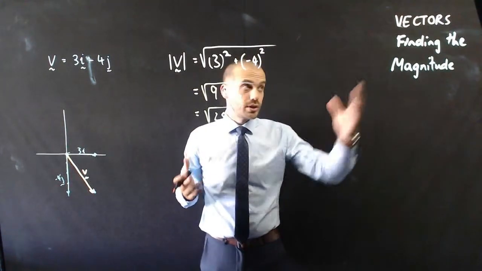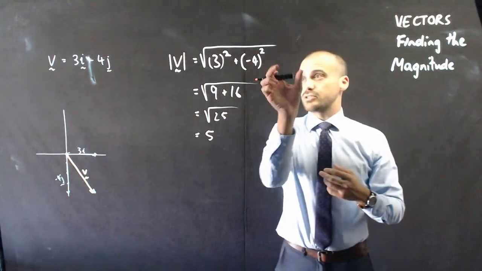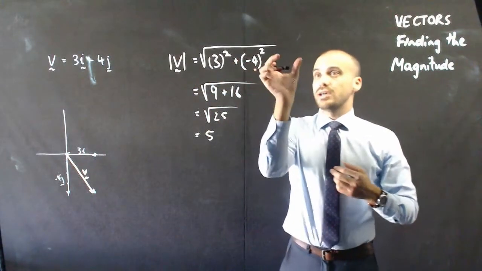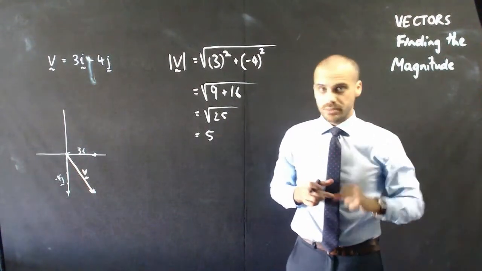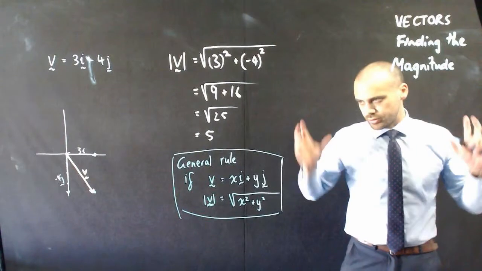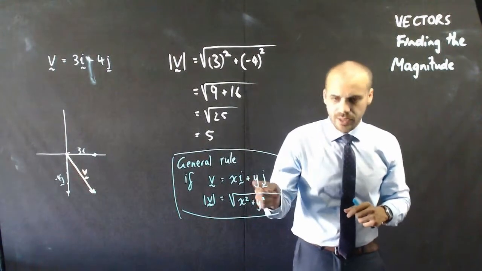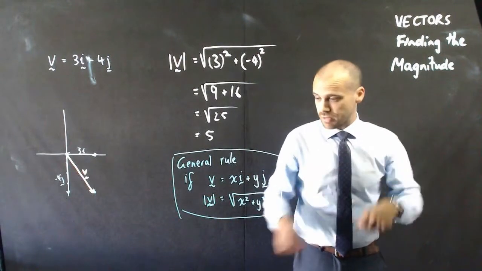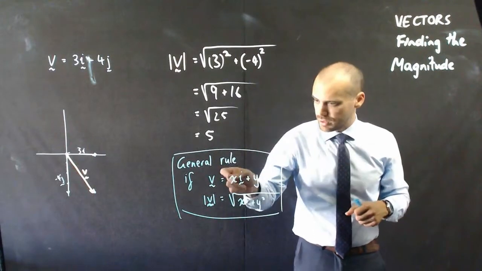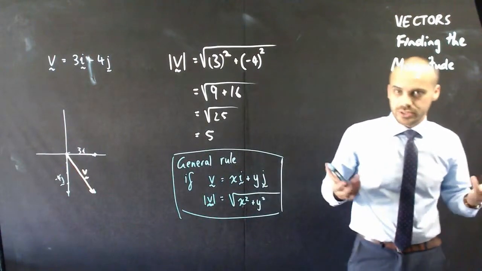Now, will this work in 3 dimensions? Absolutely. We can just add in an extra little k component. We could do the k component if we had a vector in 3 dimensions as well. That's really it. The general rule: if the vector is equal to some number i plus some number j, then the magnitude of that vector, the size of that vector, is equal to the square root of x squared plus y squared. It's Pythagoras' theorem in Math C.